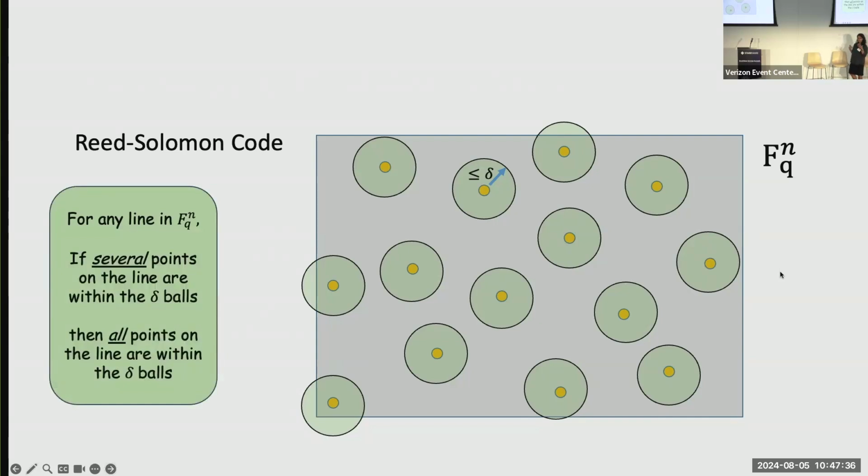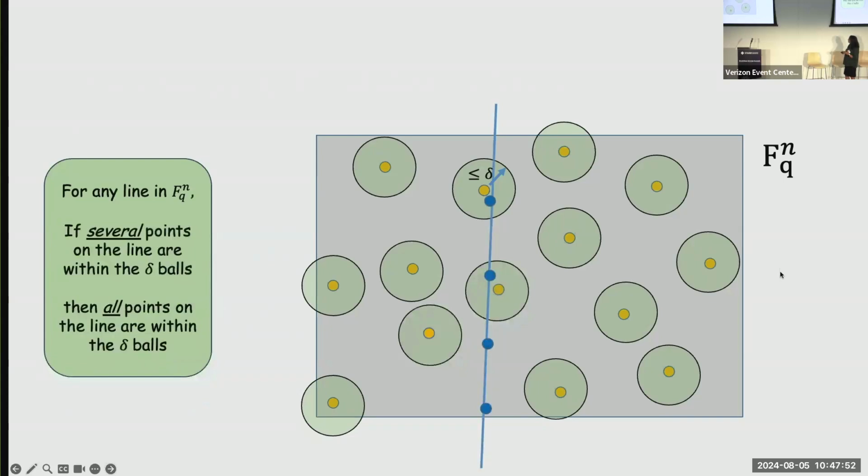Then the proximity gap statement, which I will make mathematically explicit very soon, is saying this. Let's take any line in F_q^n. Then one of two things must happen. Either that line passes through very few of these delta radius balls, or... sorry, not that it passes through very few.